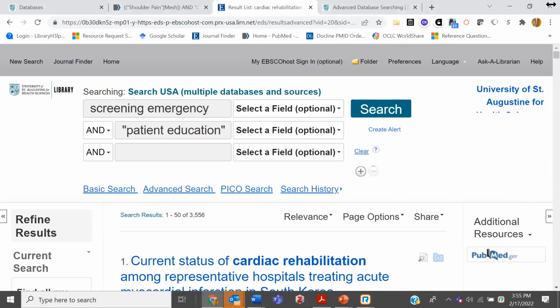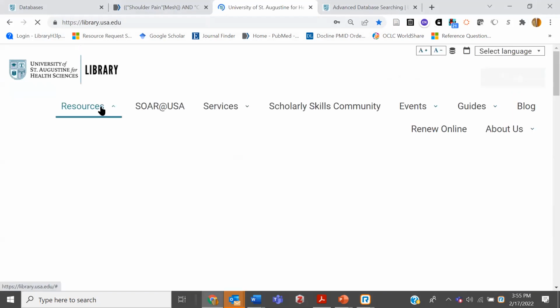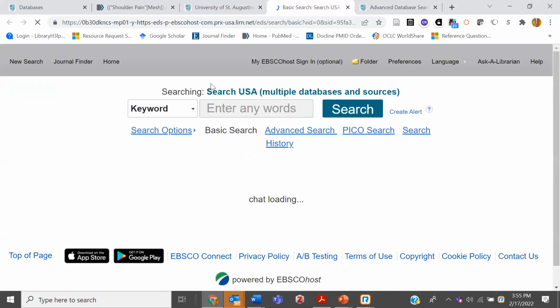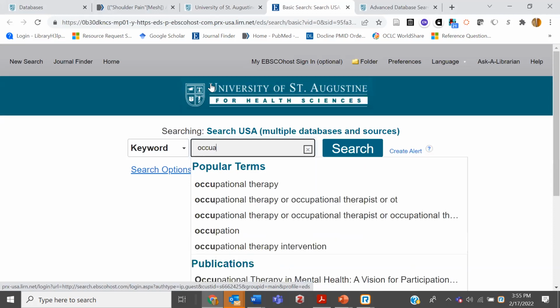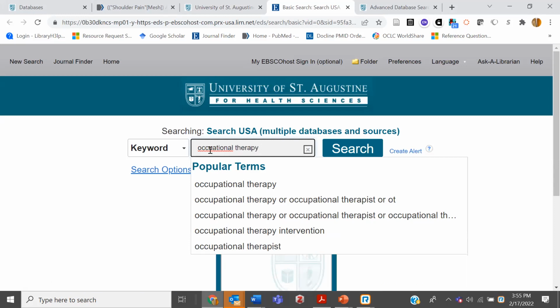Yes. Okay. So let's just start with a simple library, right from the library homepage again. We're going to go straight into Search USA so we can search a number of databases. One thing that you might want to capture is variations of a particular idea, right? So let's say we're doing occupational therapy. Bring it back to our student who requested an occupational and OT example. We're searching for occupational therapy.